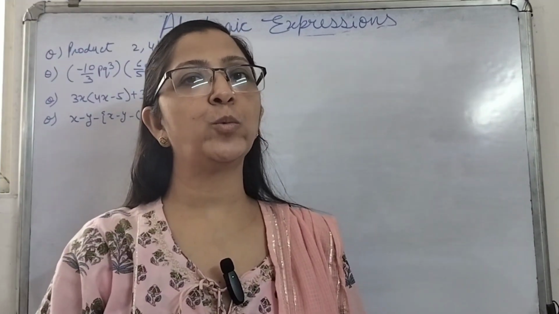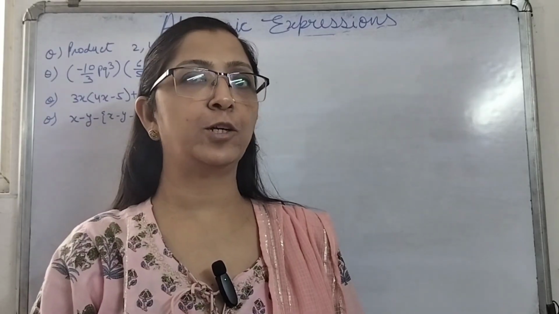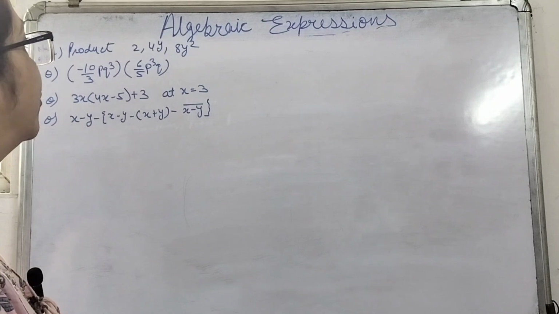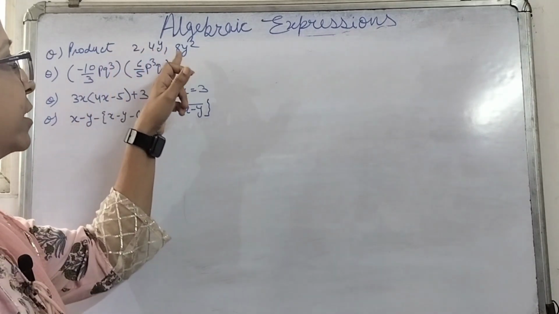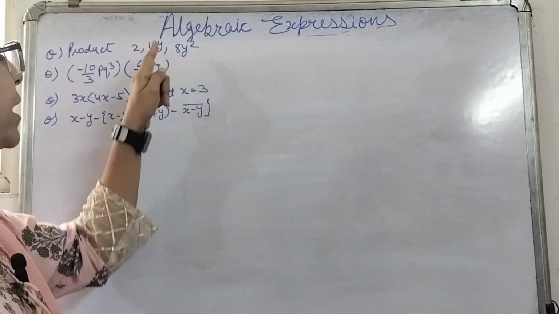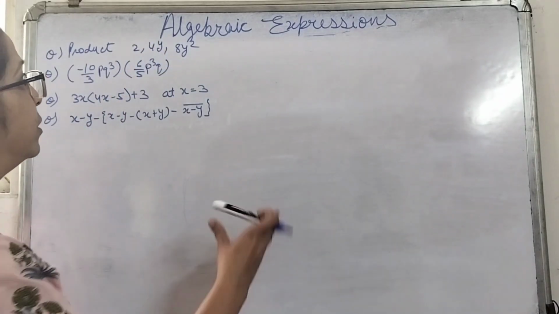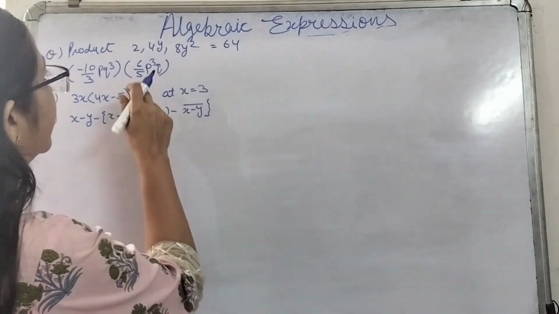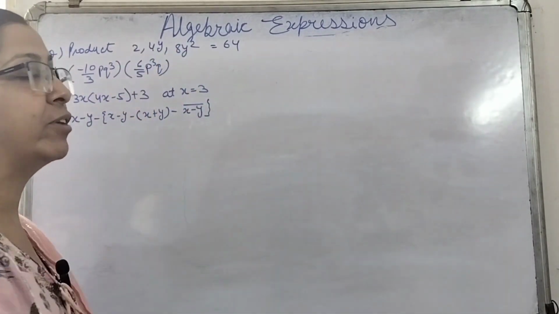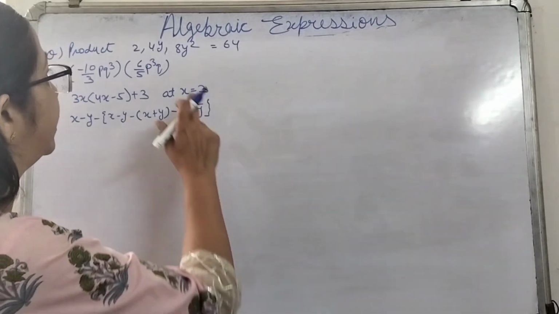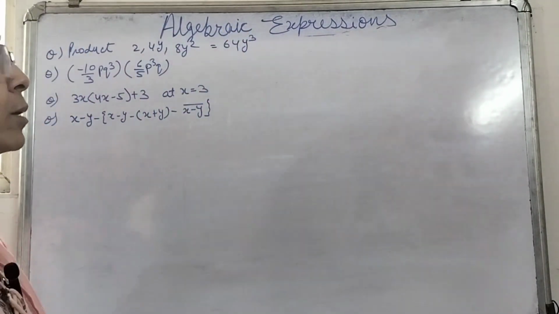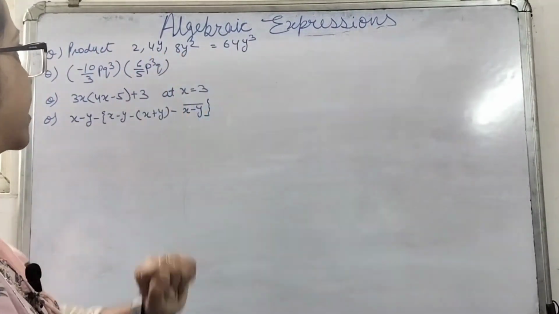Now let's solve some of the questions based on whatever we have learned till now. Product of these three monomials we have to do. So first of all we'll be multiplying the numeral coefficients. 2 multiplied by 4 will be 8, and 8 multiplied by 8 is 64. So it will be 64. Here it is y and here it is y square. So y multiplied by y square will be, bases are same, powers are going to be added. So y raised to the power 1 plus 2, that is y raised to the power 3. This will be the product of these three monomials.